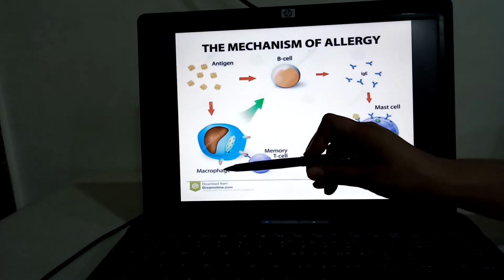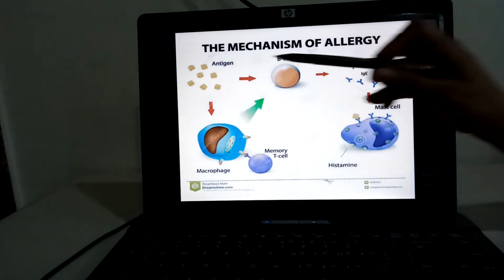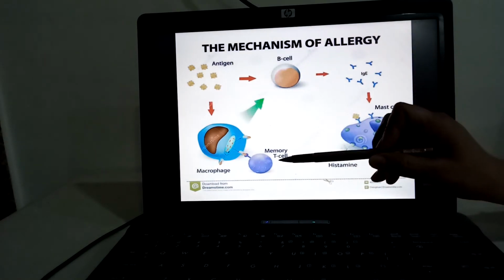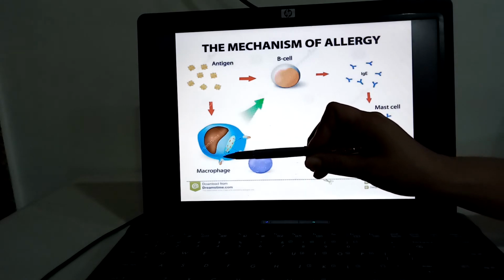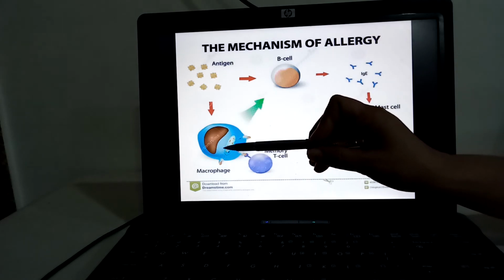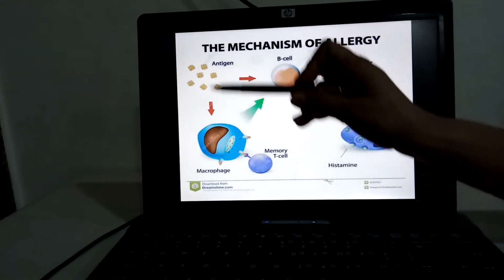But this is the defense mechanism of the body. But this will also be triggered. T cells will help macrophages in ingesting the allergen coming to the body. So it is going to kill off, it is going to finish off. So allergy will be gradually released in this case.